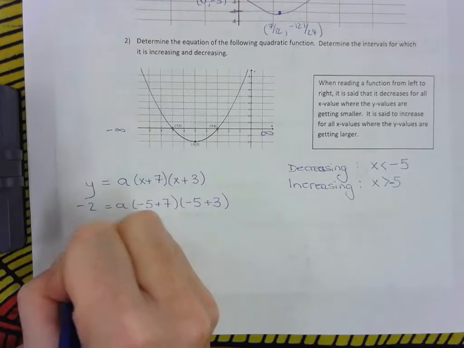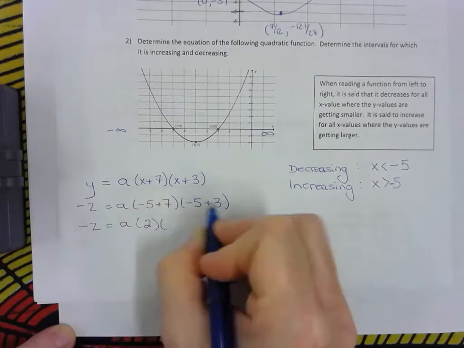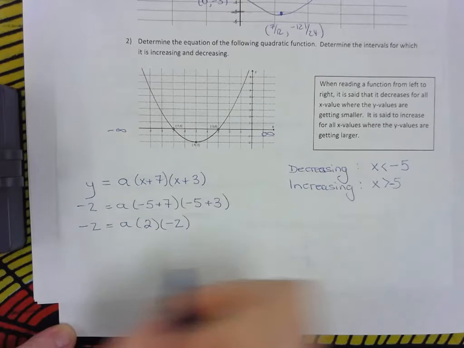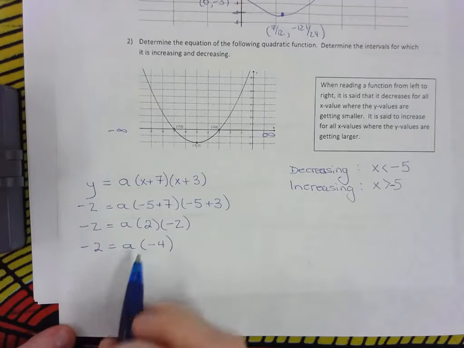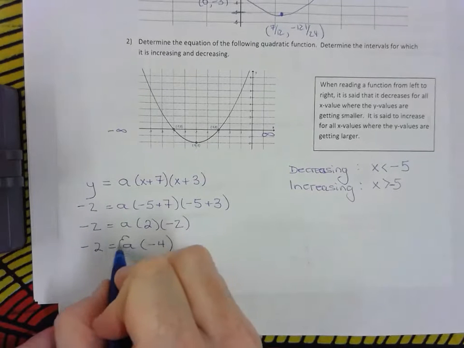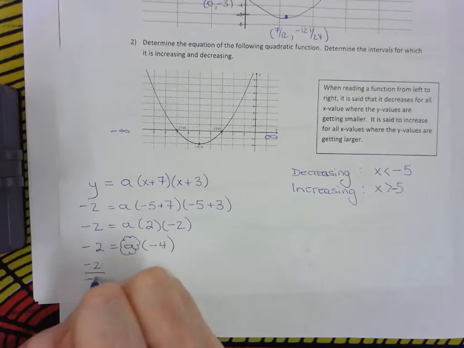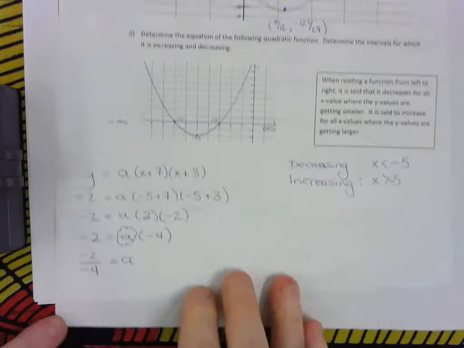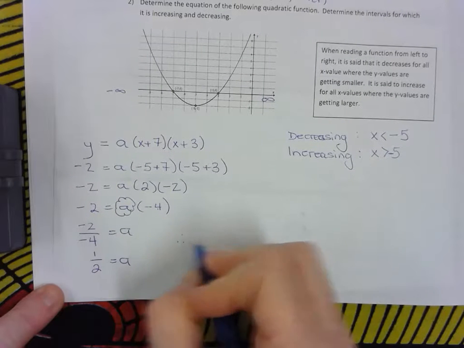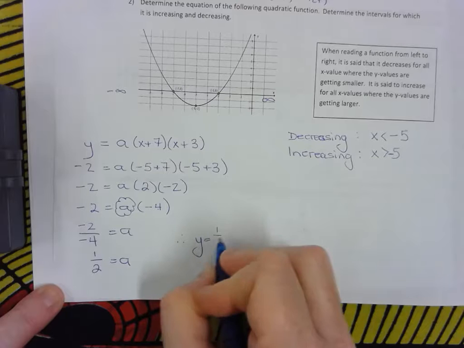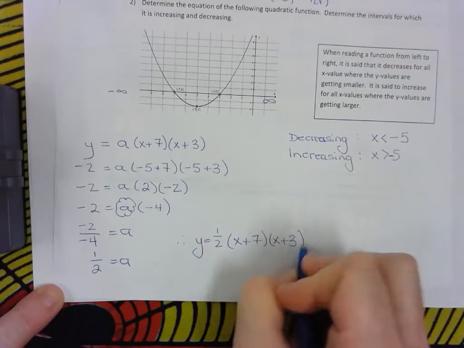And then I'm going to solve. So I've got -2 equals a, -5 plus 7 is 2, -5 plus 3 is -2. So now I have -2 equals a times -4. And at this point, a is the thing that I most care about. So I'm going to move the -4 across the equal sign, and I have -2 divided by -4 equals a. And so a reduces to 1/2. So therefore, my equation is y equals 1/2 times x plus 7 times x plus 3. And I'm done.